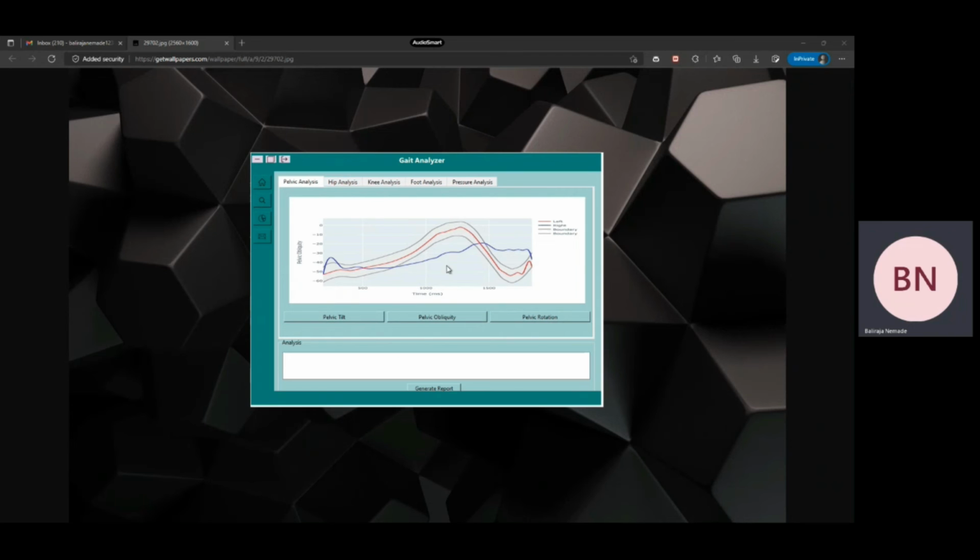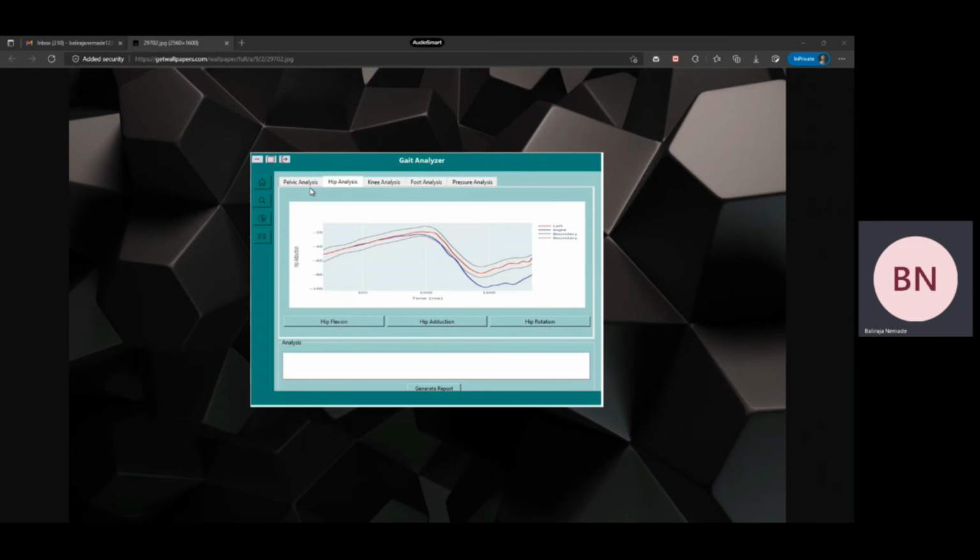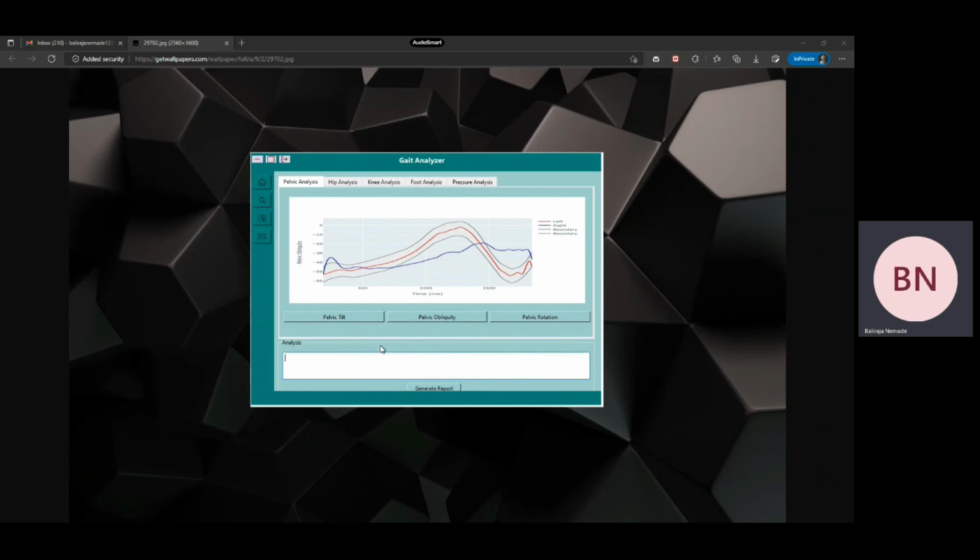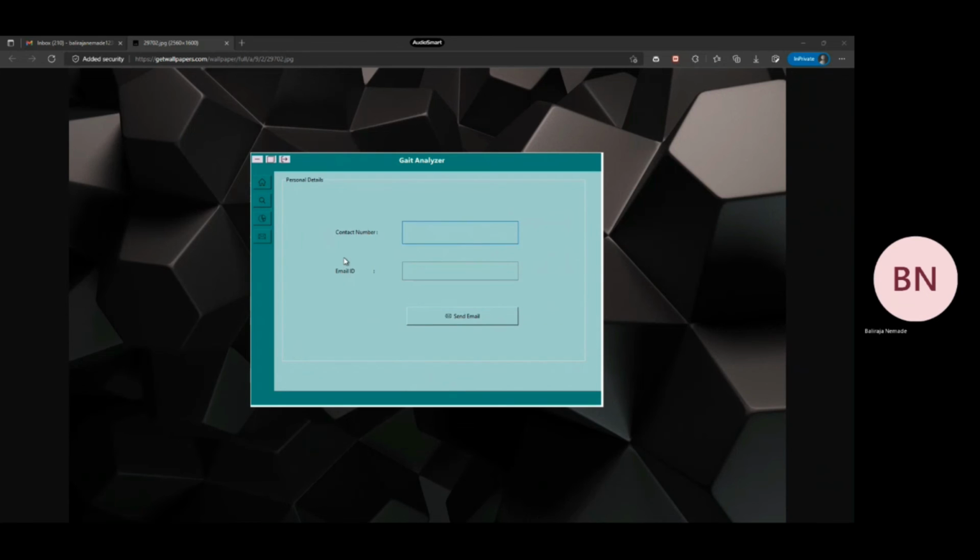We can fairly conclude that this patient has some problem with his right leg. And so after analyzing these graphs, the orthotist can put some remark. So maybe some remark. Yeah. Then we will generate a report.